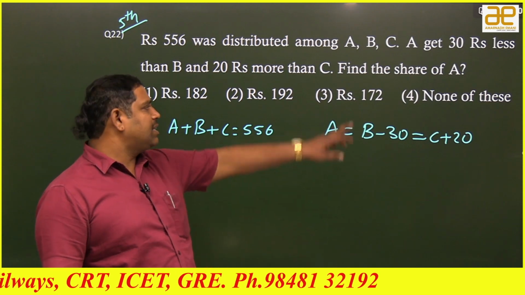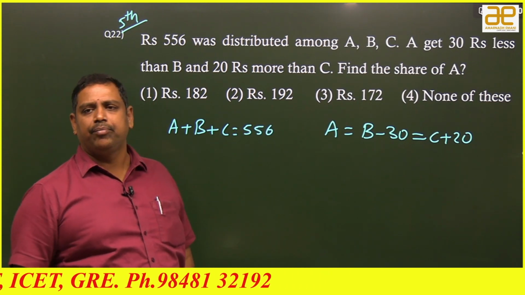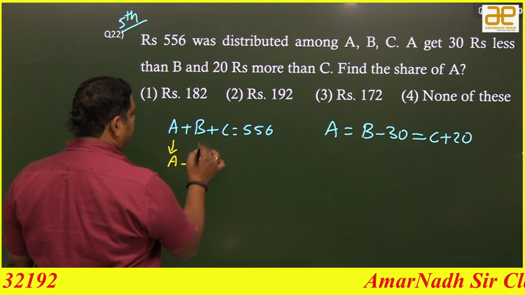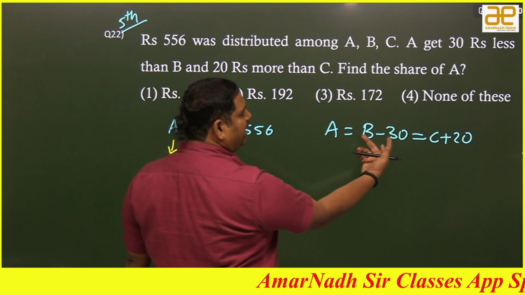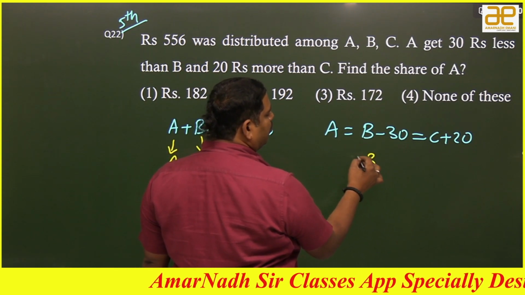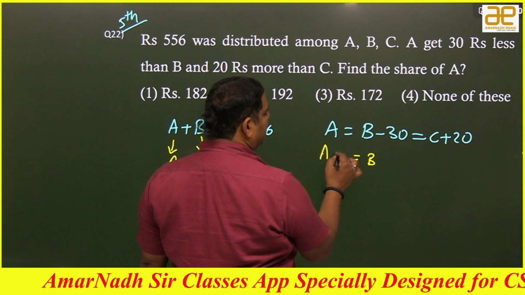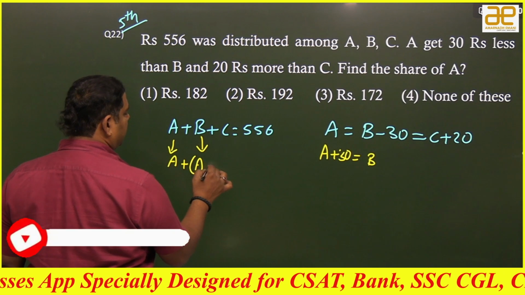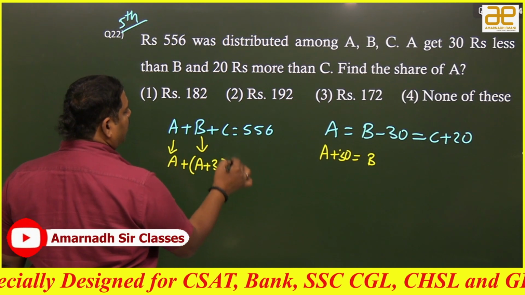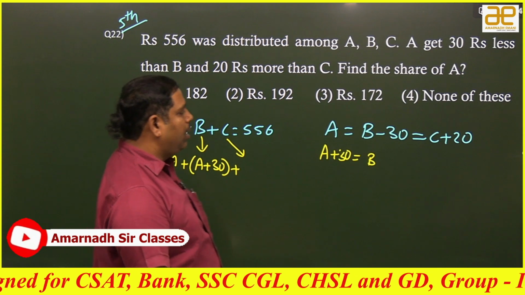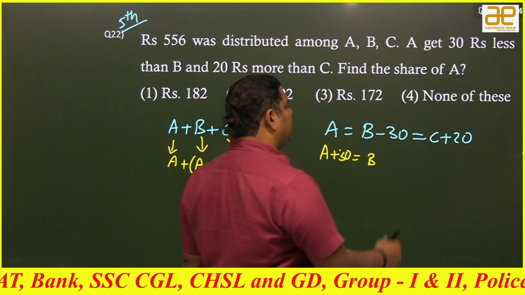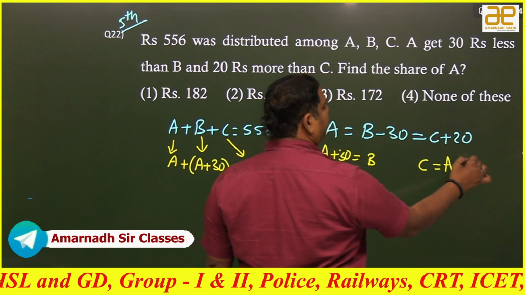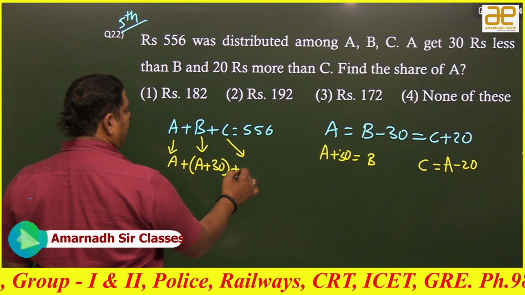So he is asking about the share of A, which means convert everything into A. Sir, this is already A, so I am writing it as it is. Next, coming to B, what do I have to do? B minus 30 is A, means B is equal to, moving the minus to this side, A plus 30. So B is A plus 30. And next I want to convert C into A. C plus 20 is A, means C is, moving the 20 to this side, A minus 20. So instead of C, I am writing A minus 20.